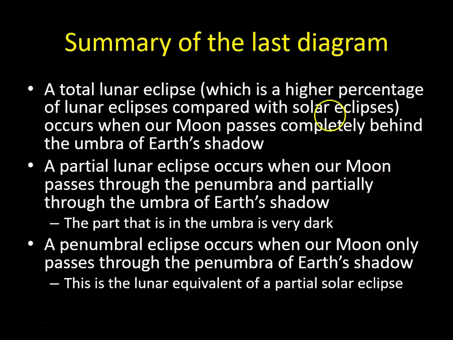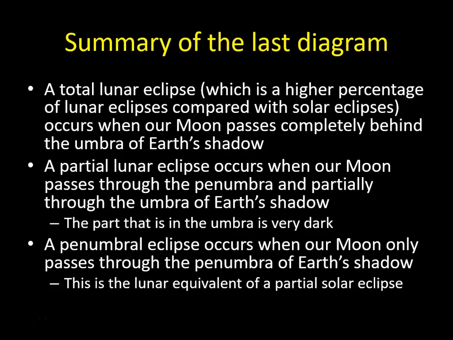So, total lunar eclipse occurs when the moon passes completely behind the umbra of Earth's shadow. A partial lunar eclipse occurs when part of the moon passes through the umbra and part of it is left in the penumbra. And a penumbral eclipse is just when the whole thing is through the penumbra. So you could think of a penumbral eclipse as being the lunar equivalent of a partial solar eclipse. In other words, people on the moon would see Earth's disk blotting out part of the sun's disk.